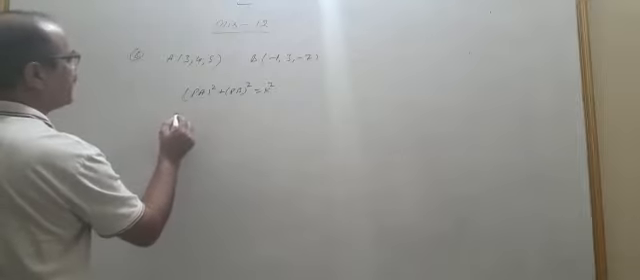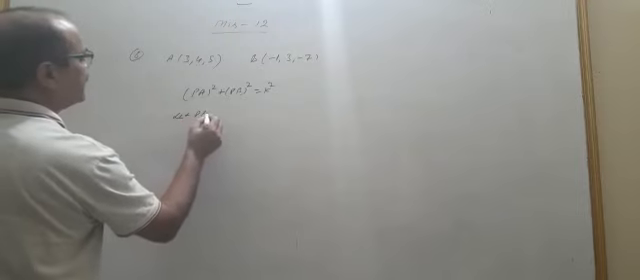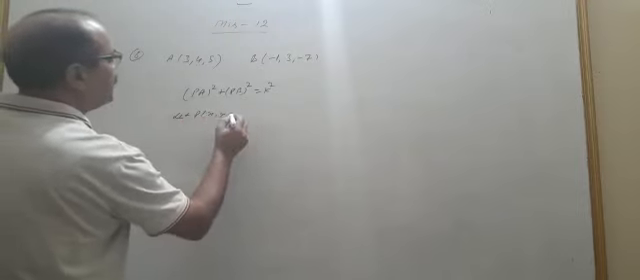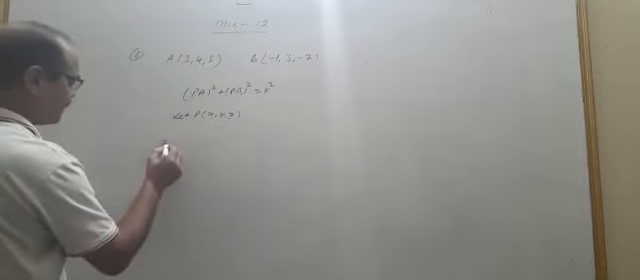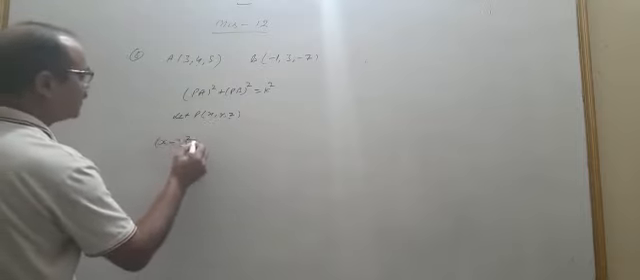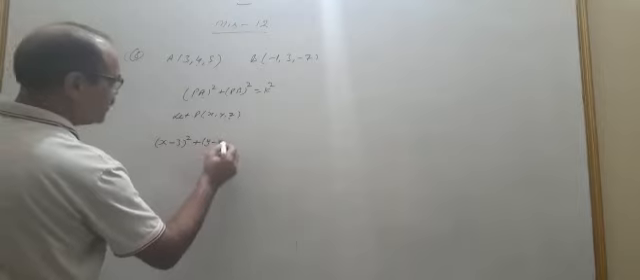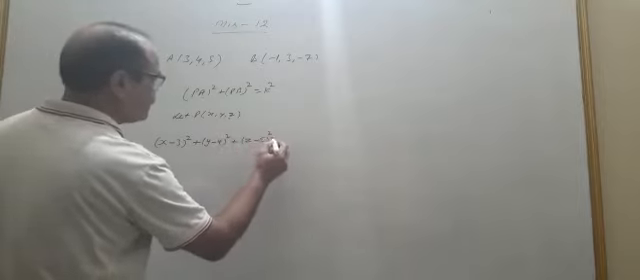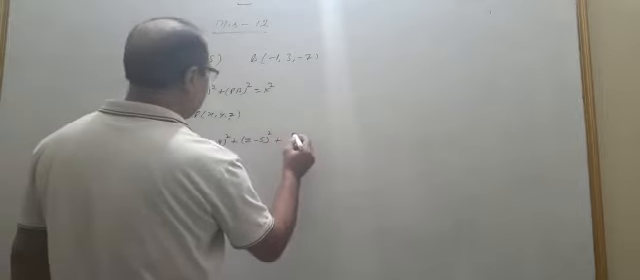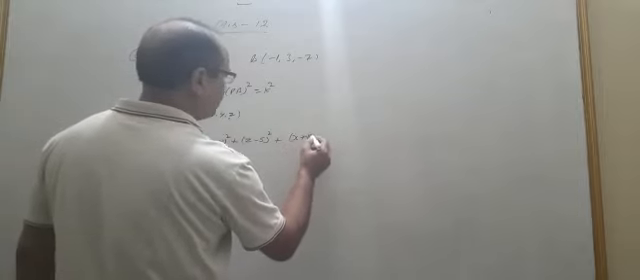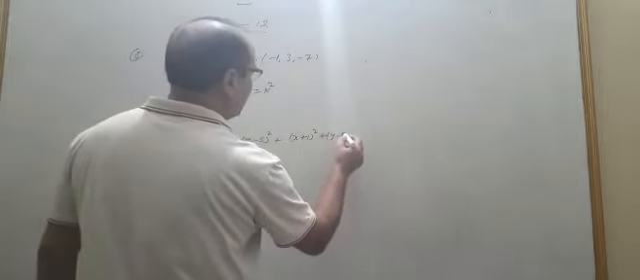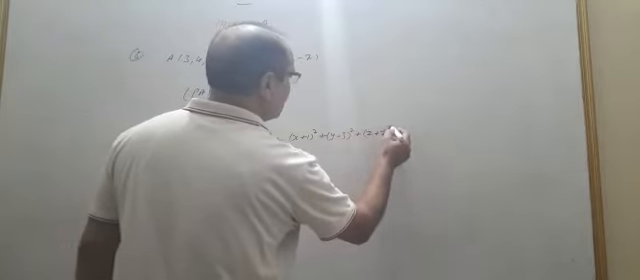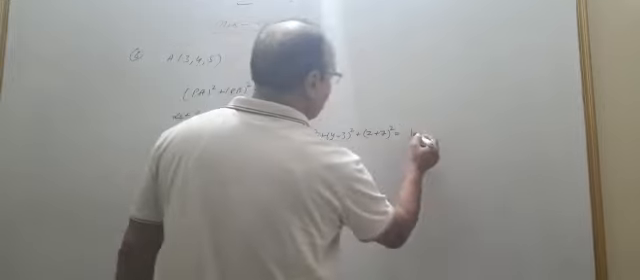Let the point P be x, y, z. So therefore PA square becomes (x minus 3) square, (y minus 4) square, and (z minus 5) square, plus PB square, that is (x plus 1) square, (y minus 3) square, and (z plus 7) square is equal to k square, given.